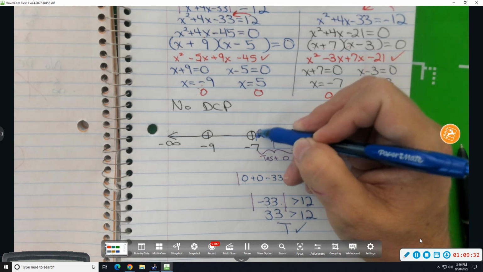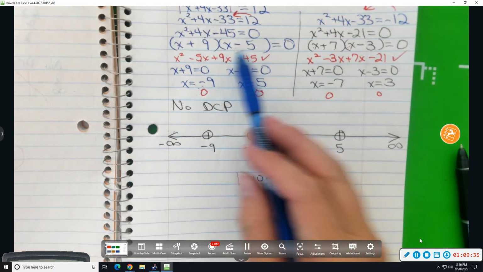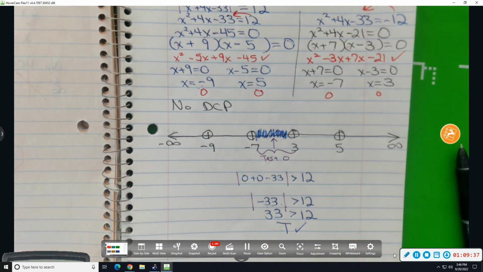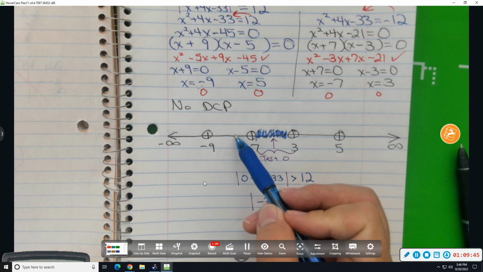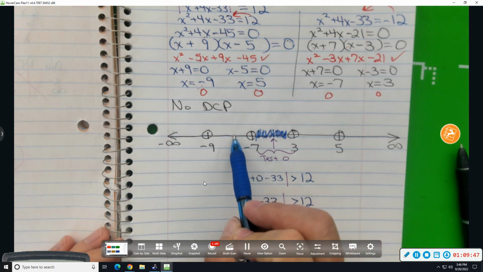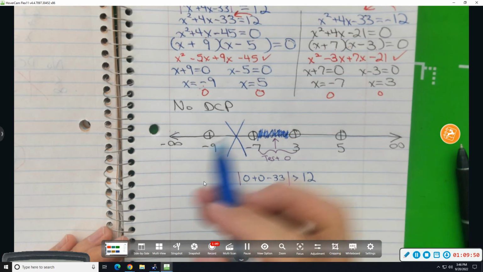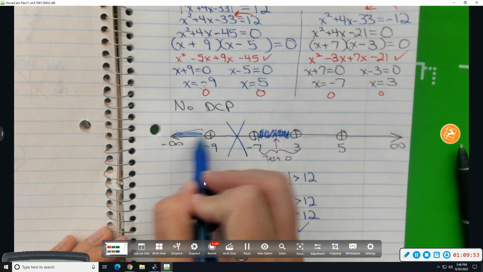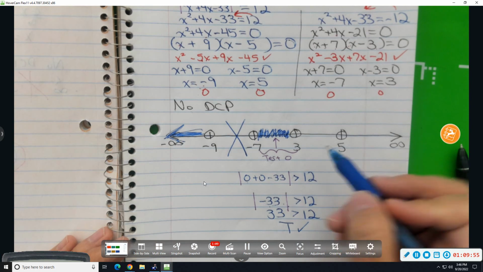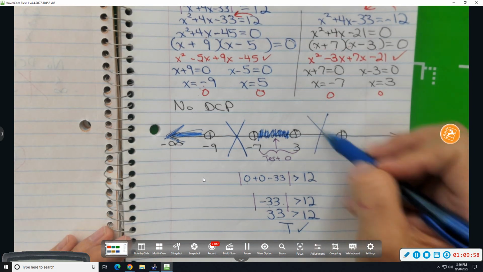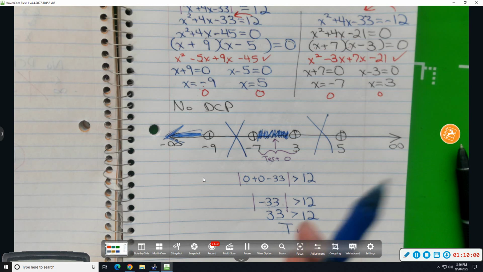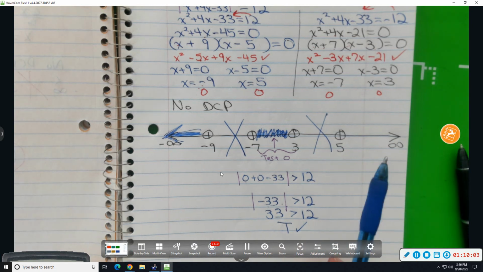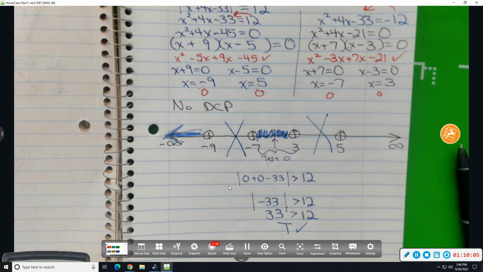No repeated factors. No even multiplicities. I mean like x plus 7 times x plus 7, or x plus 7 squared. So we know the signs have to alternate. So here, shade or cross out? Cross out. This one, shade. Okay, what about between 3 and 5? Cross out. Y'all understand what I mean by alternating? You're not having cross out beside one another, or shade, shade. What about 5 to infinity? Shade.